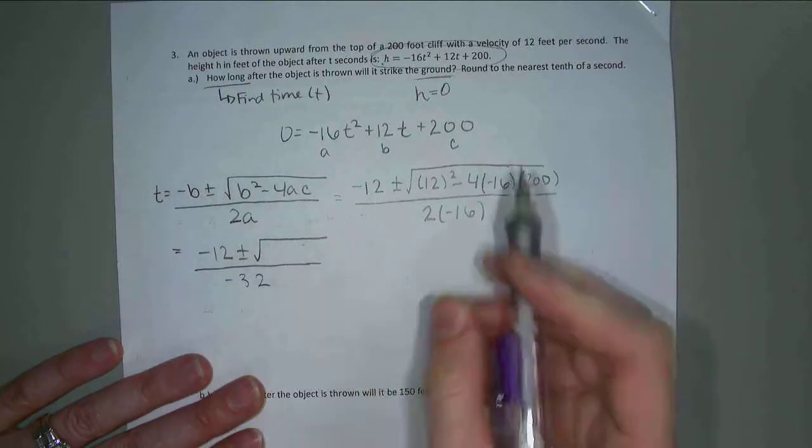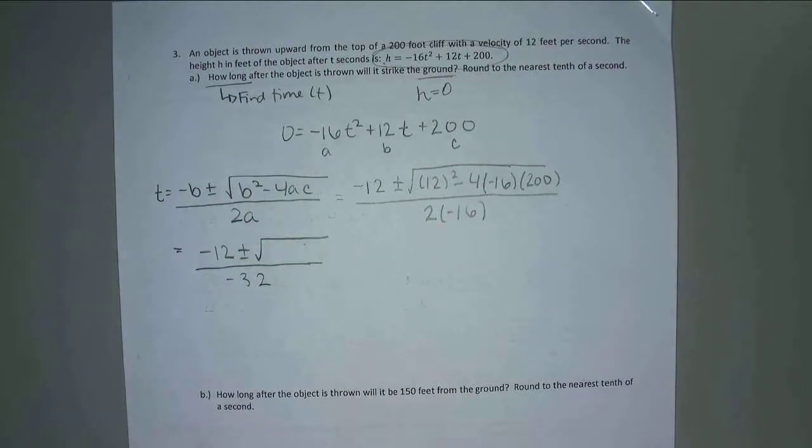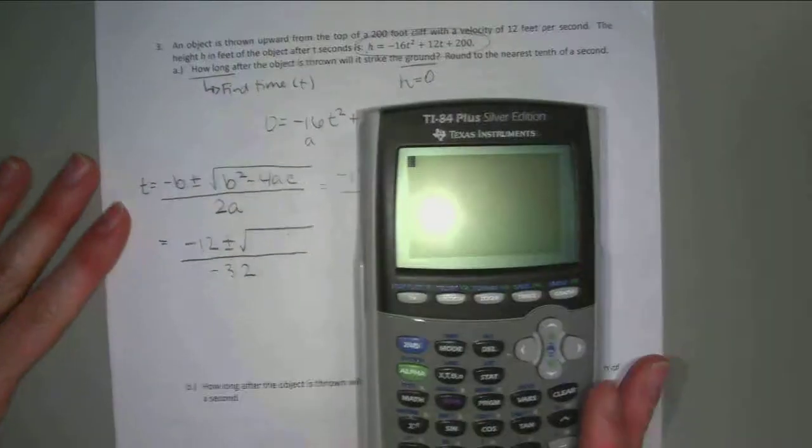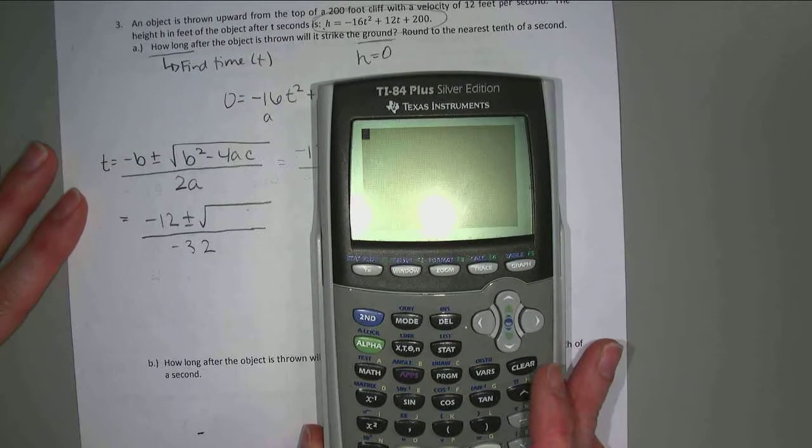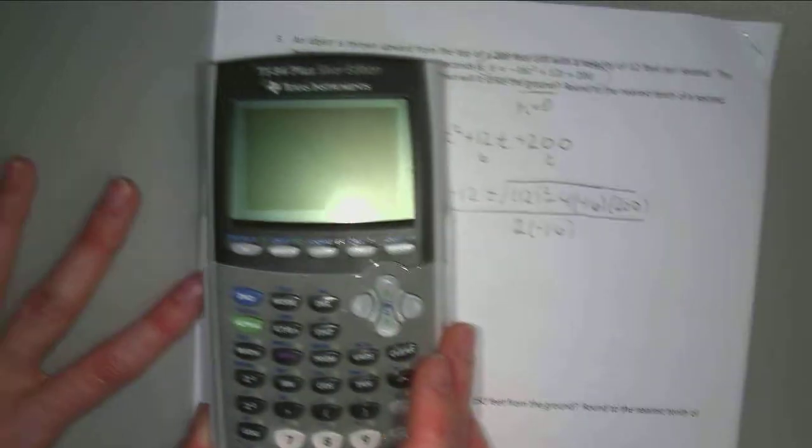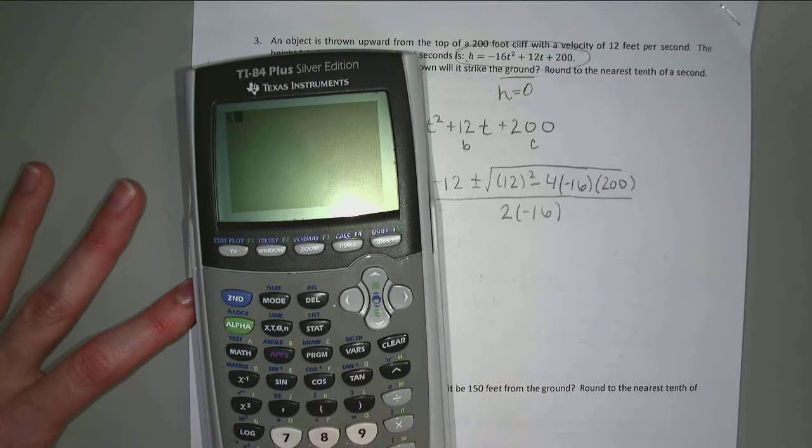Okay, so we're going to type this. It's big because we didn't factor out a GCF. That's fine. It'll be big. That's okay. Our calculator can handle it. I'm trying to do it so we can see everything. 12 squared minus 4 times negative 16 times 200.